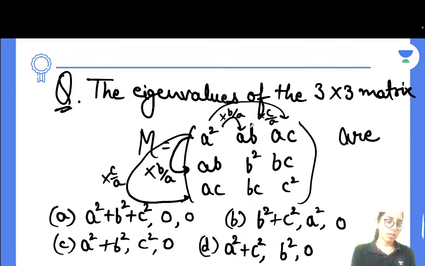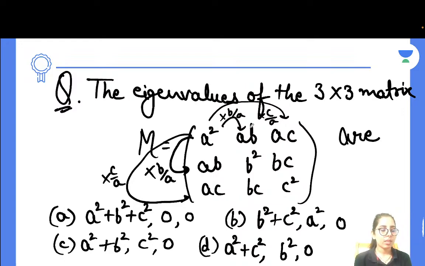Now, in this case, when rows and columns are the scalar multiple of a particular row and a particular column, then the eigenvalues of such a square matrix are equal to trace comma 0 comma 0. So trace is what? Sum of principal diagonal elements, which will give you a square plus b square plus c square comma 0 0. Hence your option A is the correct one.